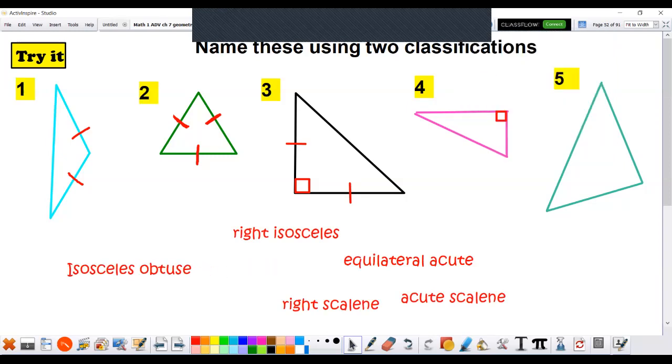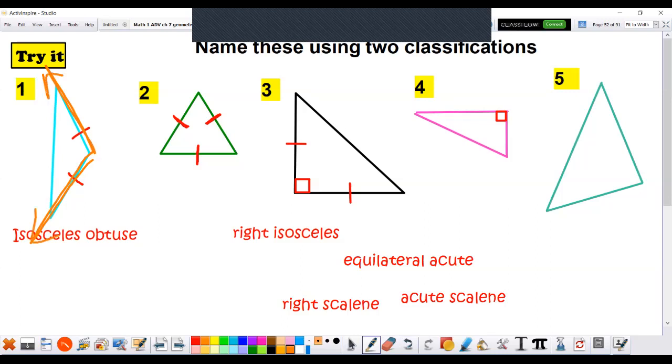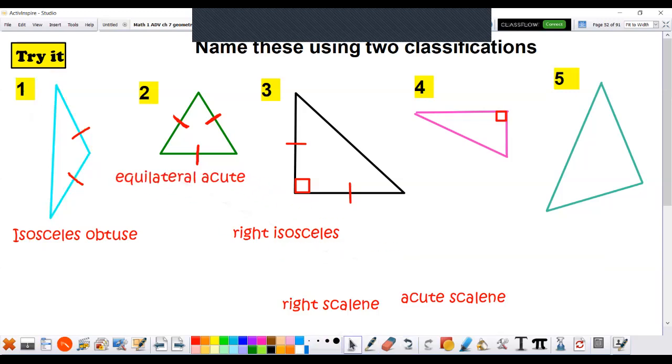Here are the names. This first one is isosceles obtuse. Of course, you could say triangle. It doesn't matter which word you put first, but it's isosceles and it's obtuse because there's a gigantic angle right there. See that big angle? That's a really big angle, if you think about how much it's opened up. And then what else we got? This one looks equilateral and it's acute. All the angles are small.